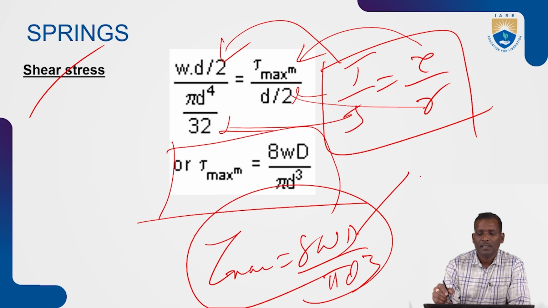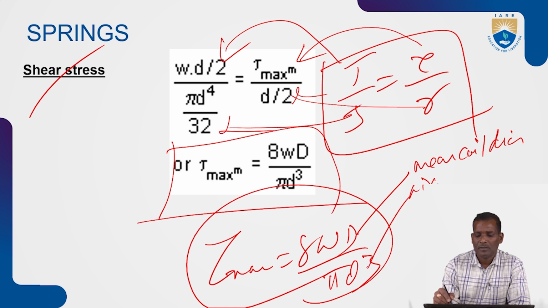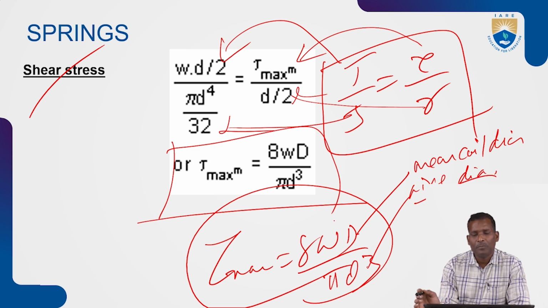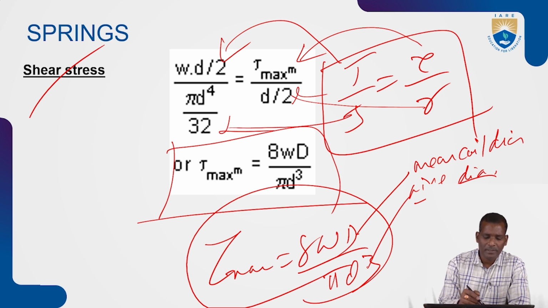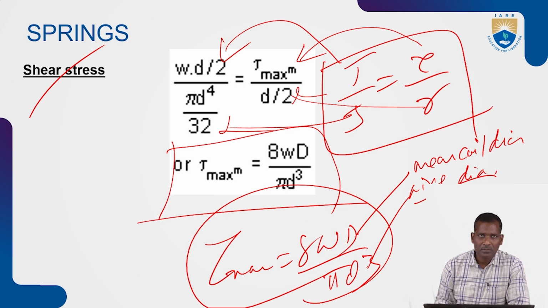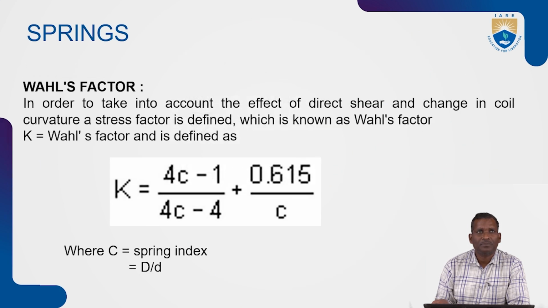What is D here? D is the mean coil diameter, and small d is the wire diameter. W is the load. So the shear stress is equal to 8WD by pi d cube. These formulas are useful while solving the problems.